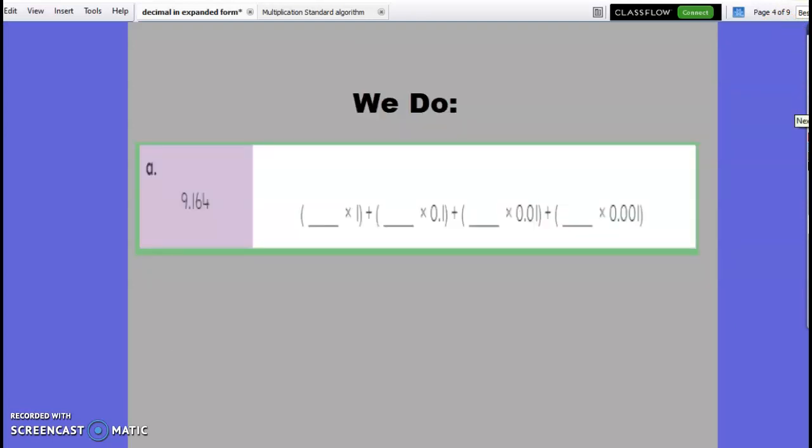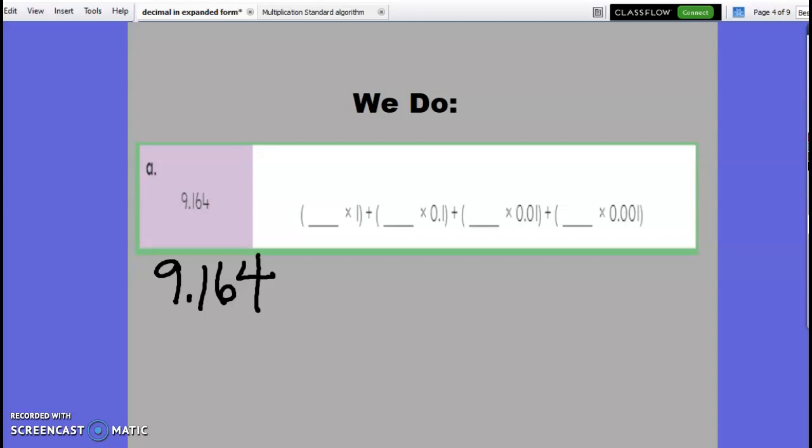Now here is a we do. I have them typed out as the examples that are there, but I want you to write them down. So this reads 9 and 164 thousandths, and I want you to write that out. If you need to pause the video, wherever you need to pause, rewatch, but we're going to work through this one together.